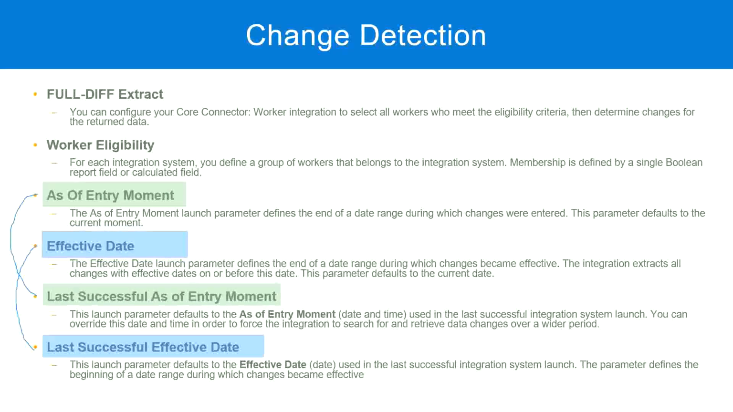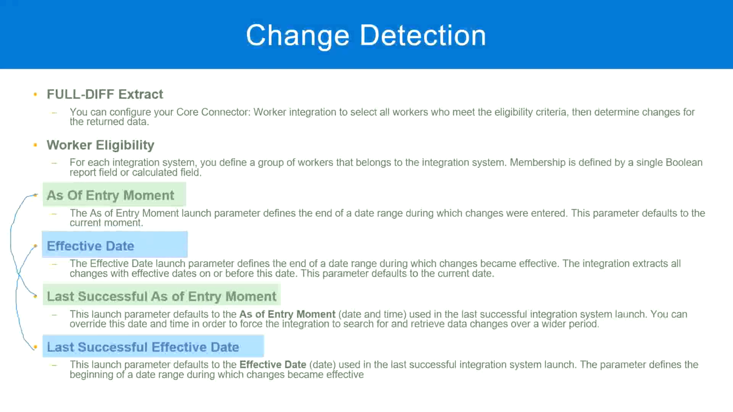Correct. So when Workday launches its integration, it will check: okay, what is the as of entry moment? So till what time should I look for entries? Okay, entries made, till what time? So you will say okay, as of entry moment is maybe 11 p.m. Pacific, 28th of April 2022. All the entries made till that time. Okay. That will be your as of entry moment.